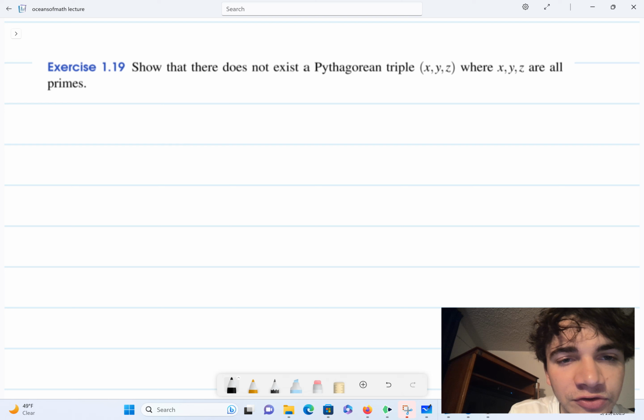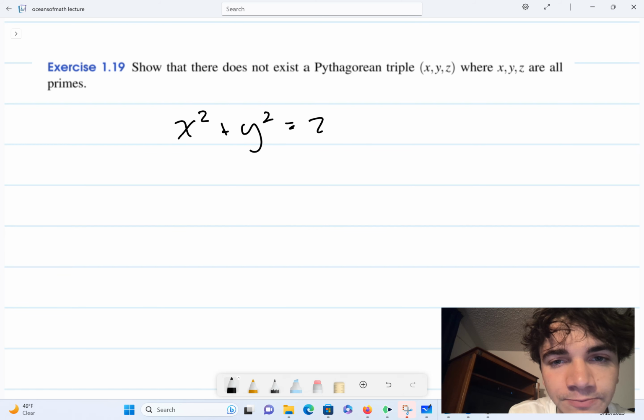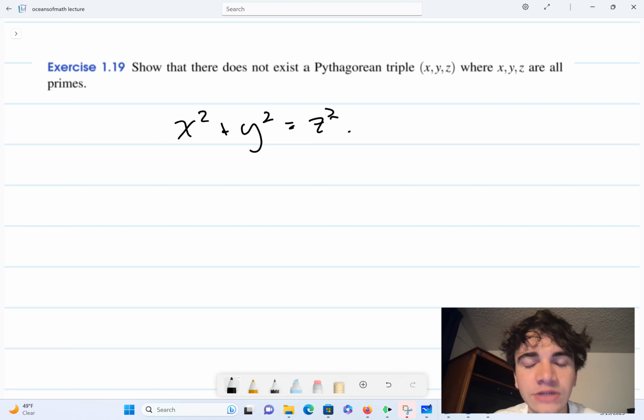It asks us to show that there does not exist a Pythagorean triple where all x, y, and z are primes. A Pythagorean triple is a triplet of integers such that x squared plus y squared is equal to z squared. And we want to show that not all three of x, y, and z can be prime.